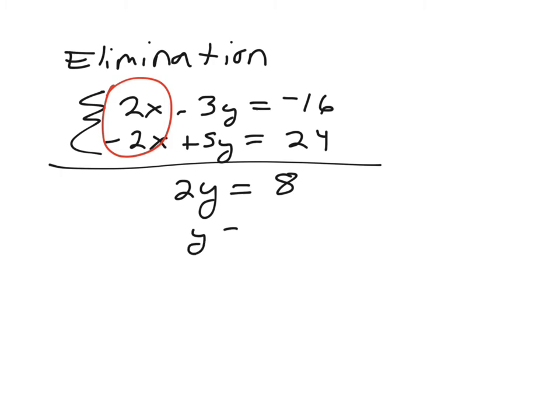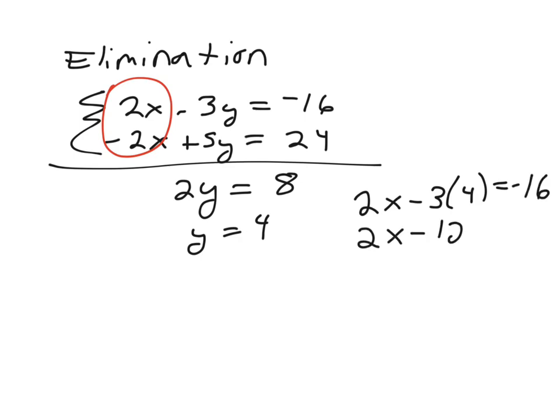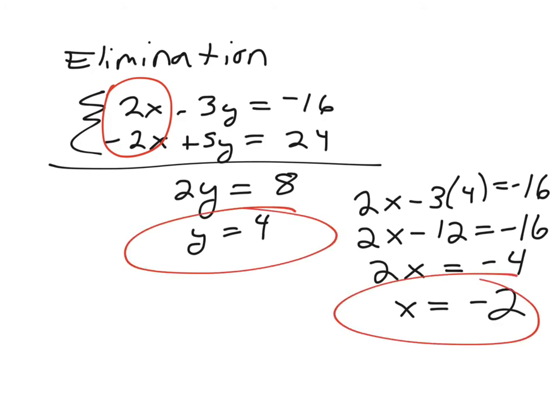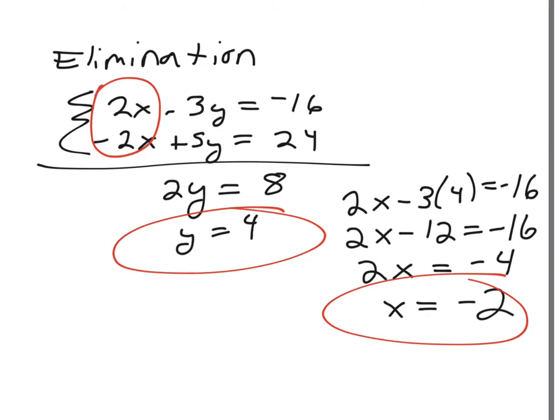Then we can solve for y, and then we can plug that into either one of the two equations and solve for x. It doesn't matter which one. Okay, so the solution is x equal to negative 2, y equal to 4. Let's do another elimination.